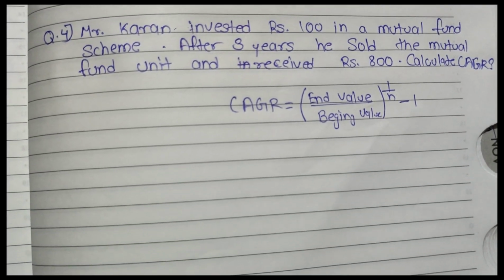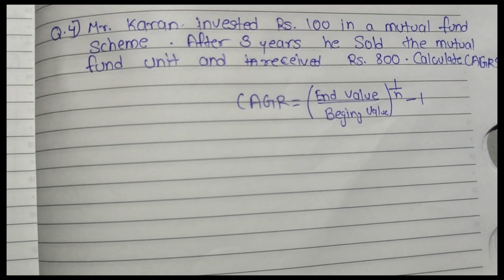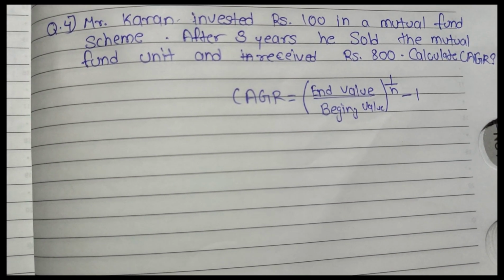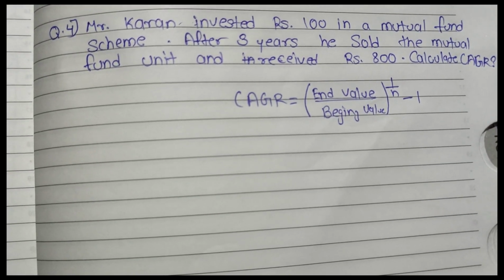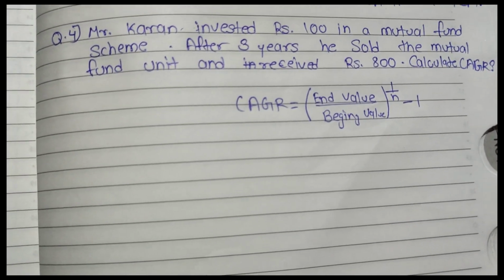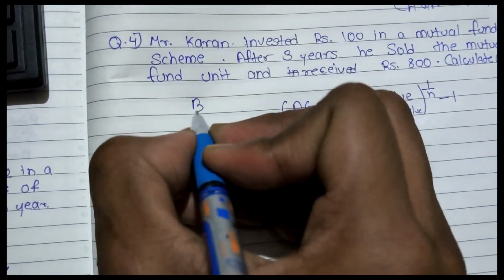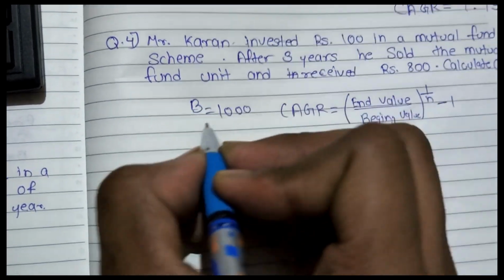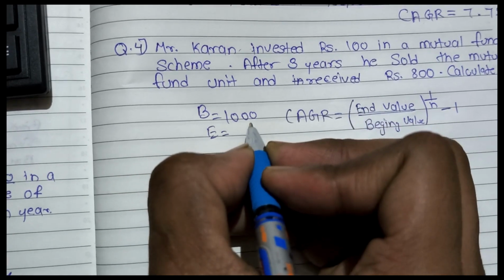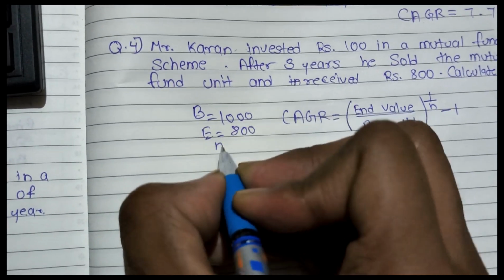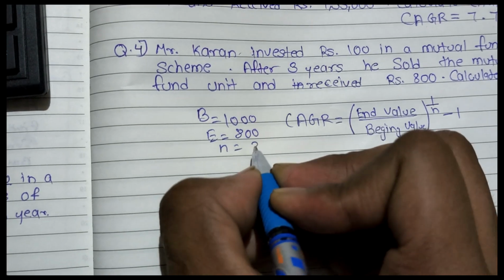Let's write the question for 3 years and I will calculate for you guys. So here is the question: Mr. Karan invested rupees 100 in a mutual fund scheme. After 3 years, he sold the mutual fund unit and received rupees 800. Calculate CAGR. So what is the beginning value here? He invested rupees 100. So the beginning value is 100 and the end value is 800. The number of years he held the funds is 3 years.